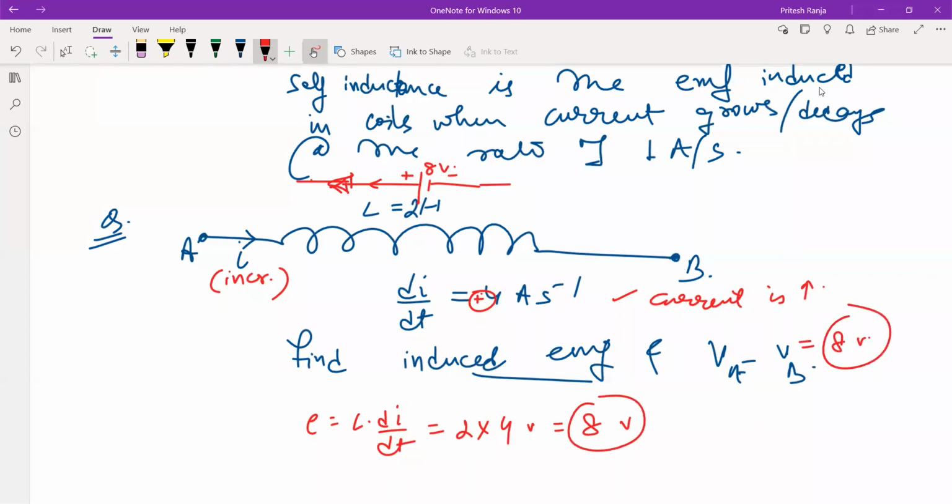Understood everyone? जो induced EMF होगा, that induced EMF will only give rise to the potential difference across this. अब ये वायर है तो यहाँ पे जो potential difference होगा वही इसके बीच में होगा.